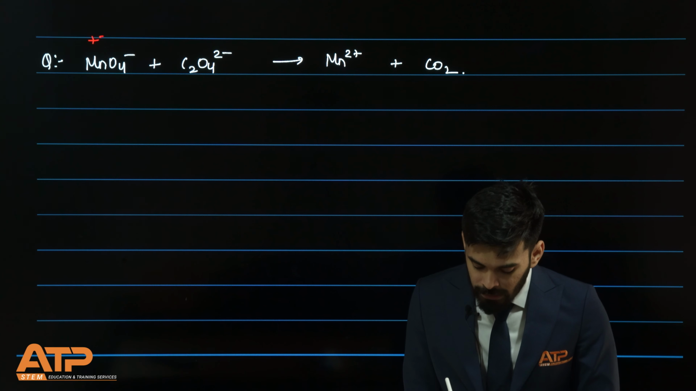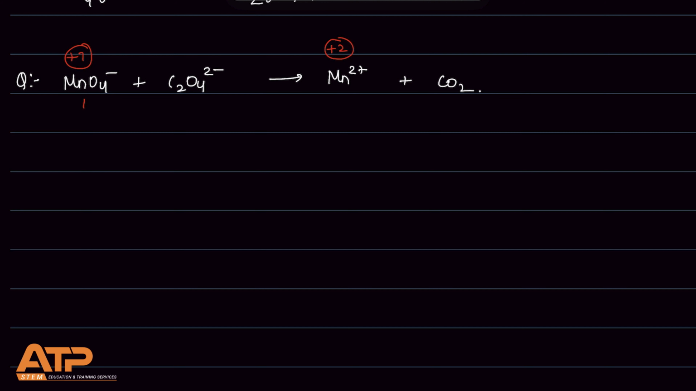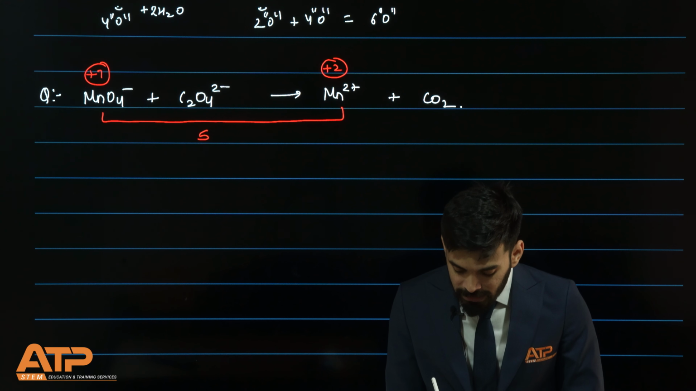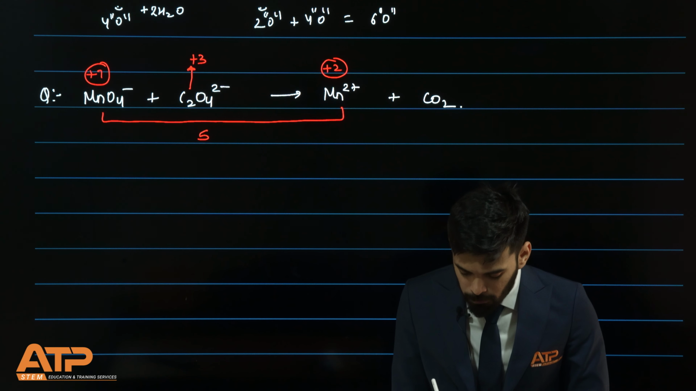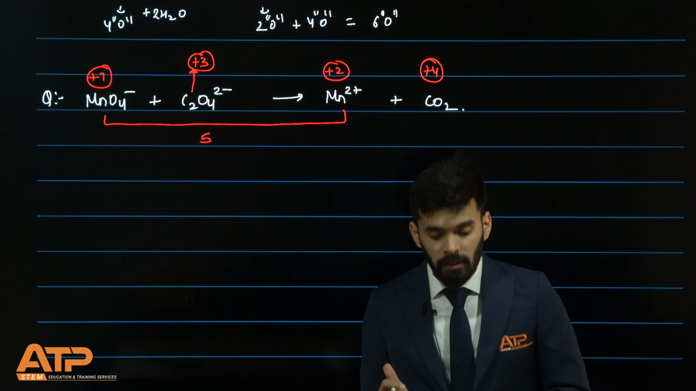Oxidation number of manganese here is +7 and here is +2. So what is the change in oxidation number of manganese? The change in oxidation number of manganese is 5. Whereas what is the oxidation number of carbon here? The oxidation number of carbon here is +3 and here is +4. So what is the change in oxidation number?